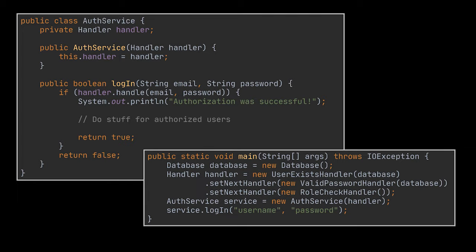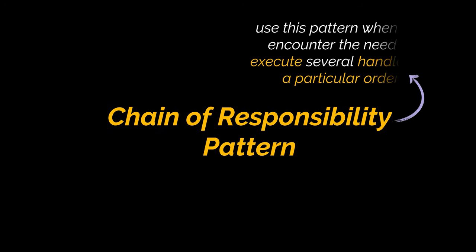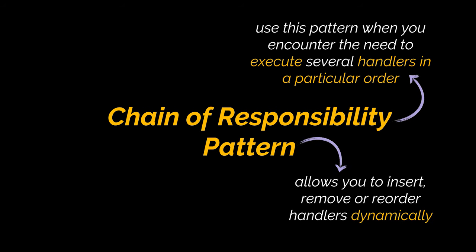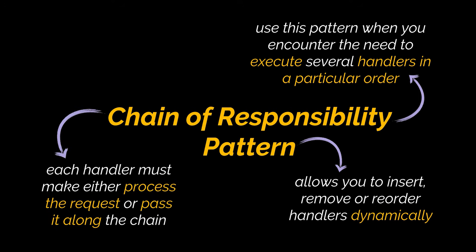So, as a recap, you should use the chain of responsibility pattern when you encounter the need to execute several handlers in a particular order, as provided requests will get through the chain exactly as planned. Additionally, this pattern is useful when the handlers and their order might change at runtime, because you have the ability to insert, remove, or reorder handlers dynamically. Each handler in the chain must make two decisions when receiving a request. It will either process the request, or it will pass it along the chain.